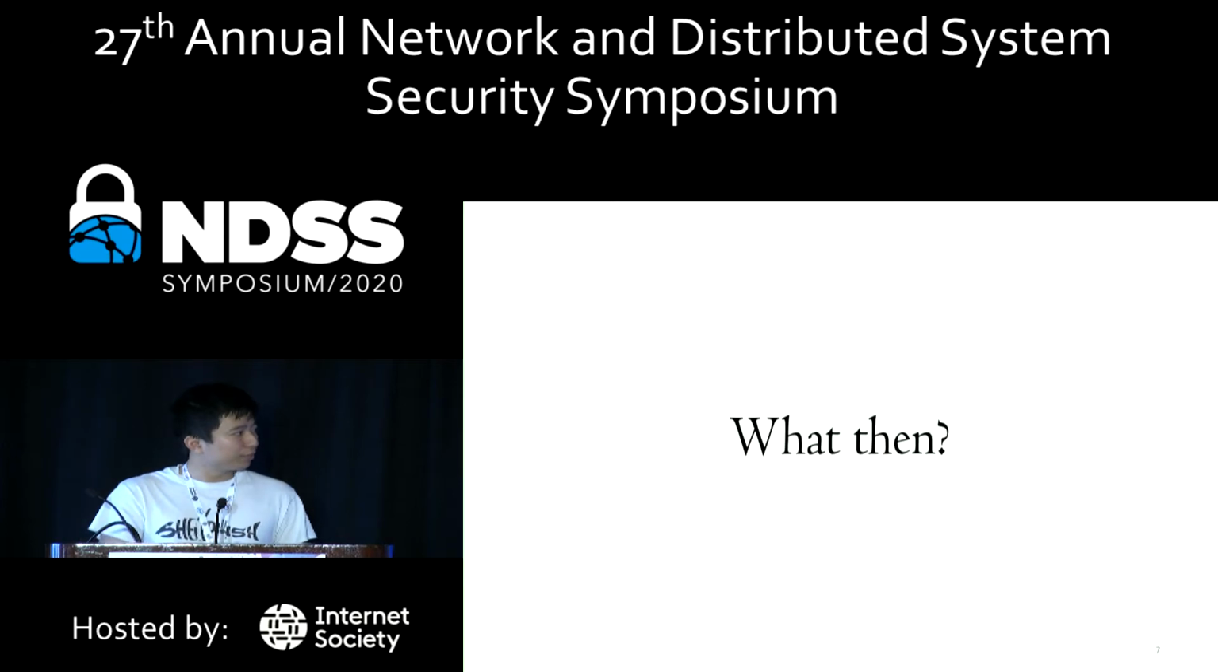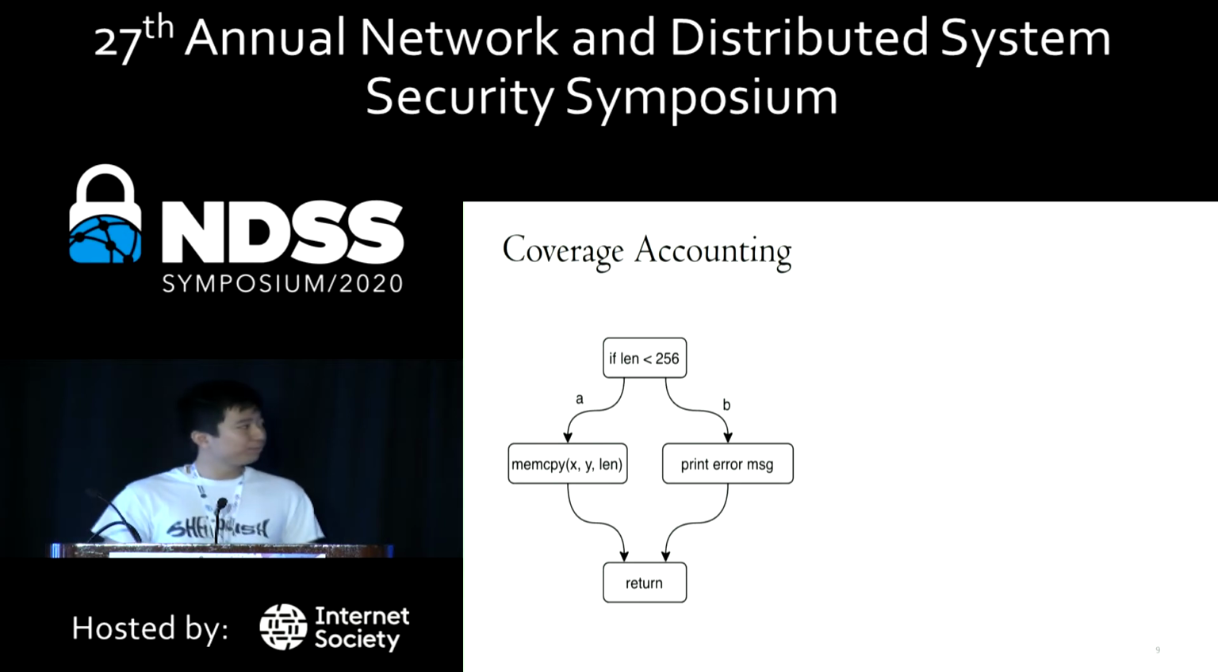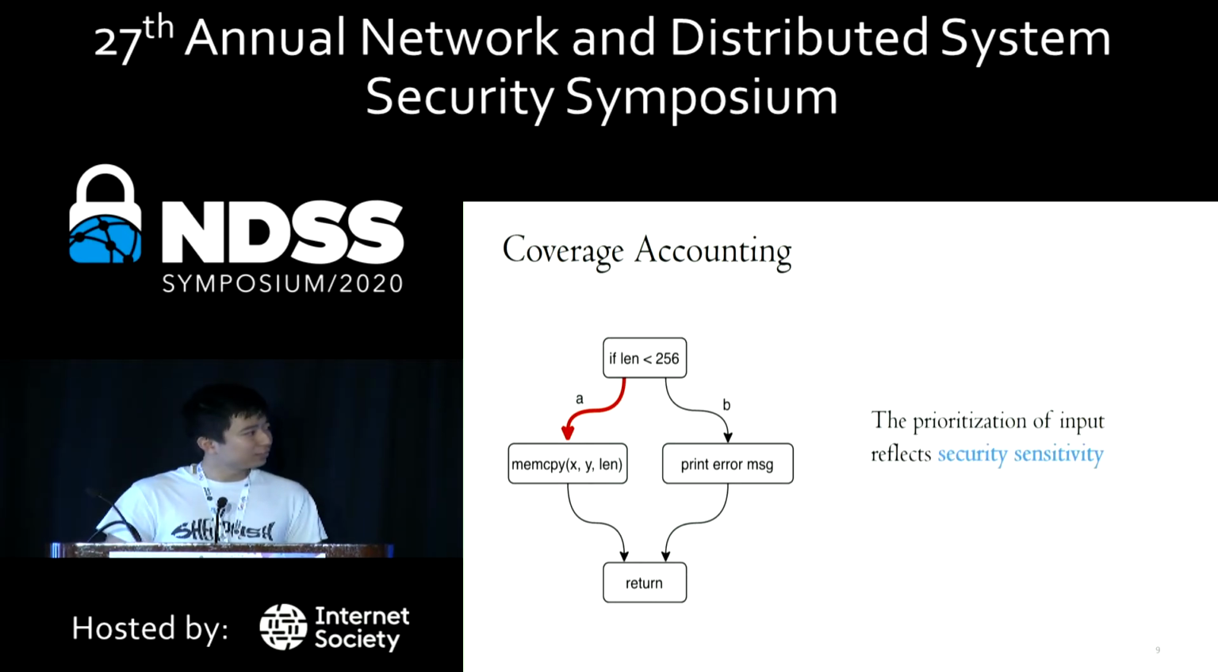So what should we do then? It sounds like the root cause is that we treat coverage measurements equally. So what if we don't treat them equally? It sounds like we need to find a method to prioritize inputs that lead to the security-sensitive branch, which is branch A here. So we need a prioritization strategy that can prioritize inputs that reflect security sensitivity.